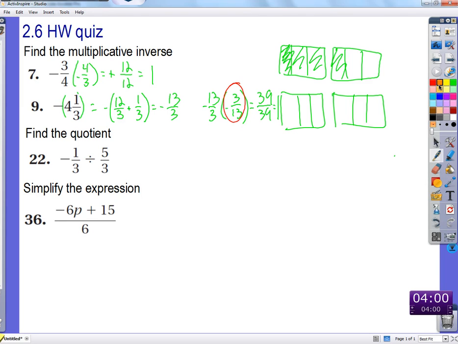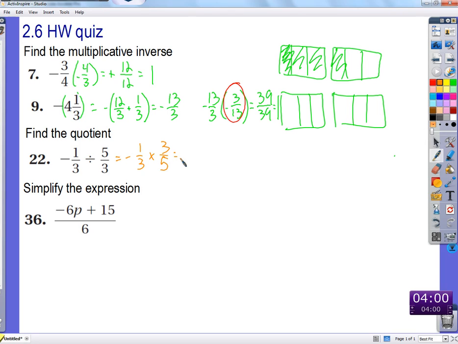Find the quotient, number 22: negative 1 third divided by 5 thirds. Okay, so we're dividing by a fraction, which is odd, but it'd be easier to view this as what? Danielle? Multiplication. You flip the second one, the one you're dividing by. Negative 1/3 times the reciprocal of the divisor.